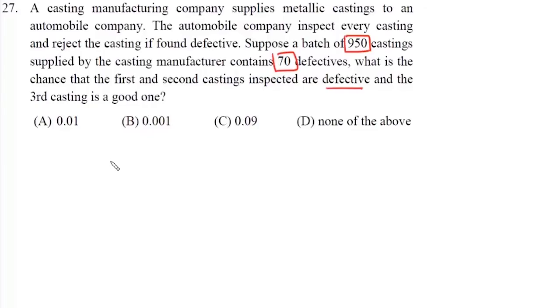Now if the first is defective, then its probability will be 70 divided by 950. Now for the second to be defective, we'll have 69 by 949. And if the third is good, we'll have 950 minus 70, and there'll be 880 by 948. And this value is 0.000497, which is none of the above, and that's your option D.